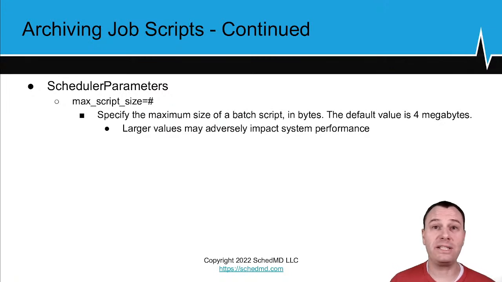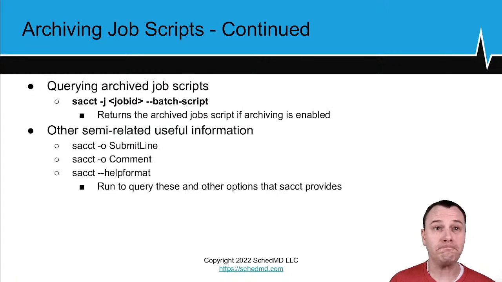Slurm also has the ability to limit the job script size stored. Part of this new feature comes the ability to set a new scheduler parameter, max_script_size. By default, this is 4 megabytes. Larger values may have a negative impact on your system, so please use caution when setting this.